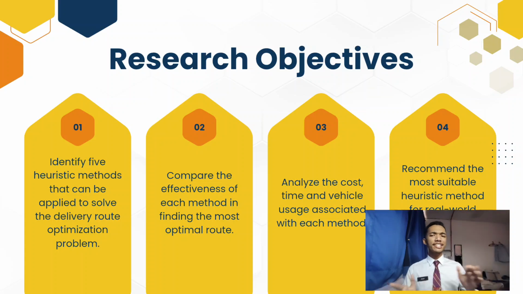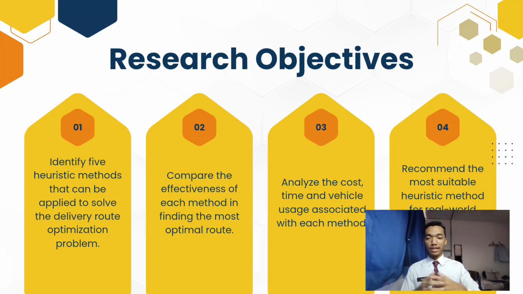So guys, our research is built on 4 main objectives. The first is to identify 5 heuristic methods applicable to optimizing delivery routes. The second is to compare the effectiveness of each method in terms of distance, cost, and truck utilization. Number 3 is to analyze key performance metrics such as fuel cost and operational time. The fourth is to recommend the most suitable heuristic method for practical logistics applications.